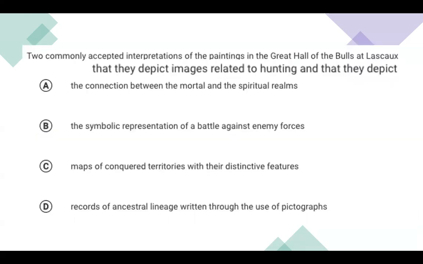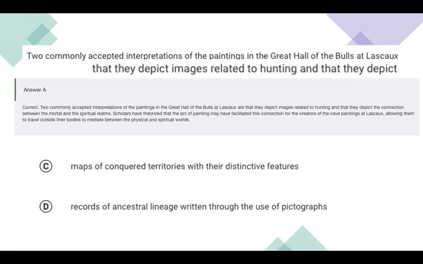Two commonly accepted interpretations of the paintings in the Great Hall of the Bulls at Lascaux, that they depict images relating to hunting and that they depict A, the connection between the mortal and the spiritual realms, B, the symbolic representation of a battle against enemy forces, C, maps of conquered territories with their distinctive features, D, records of ancestral lineage written throughout the use of pictographs. And the answer is A. I said that in this PowerPoint. You can read the reason why.